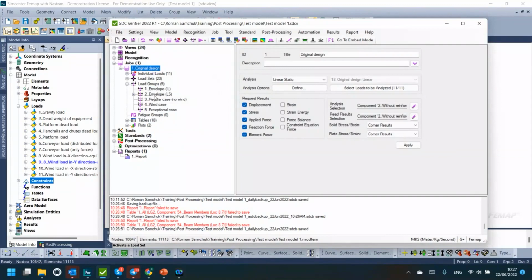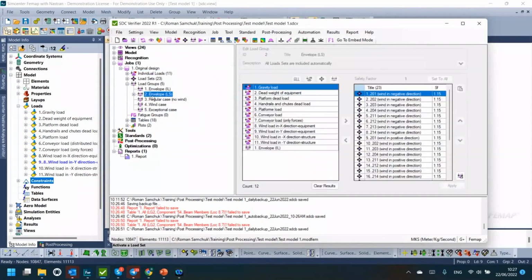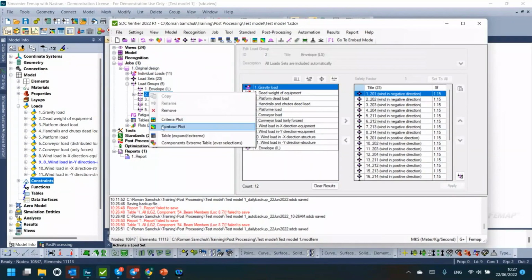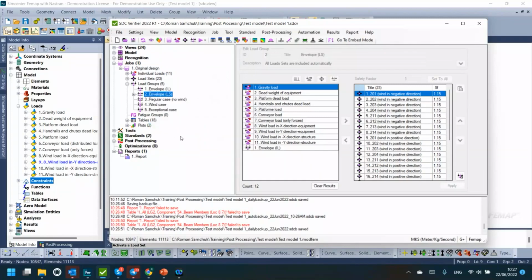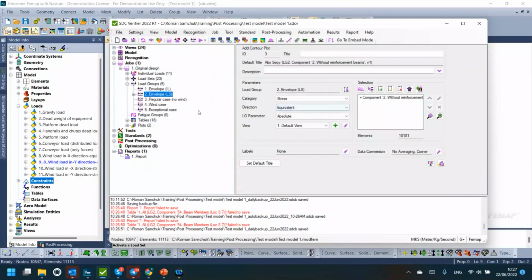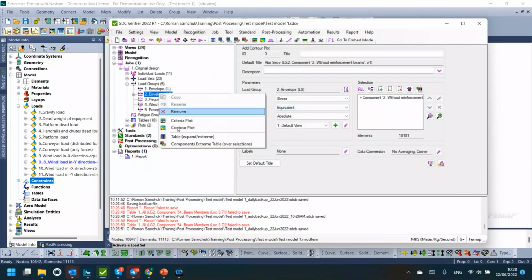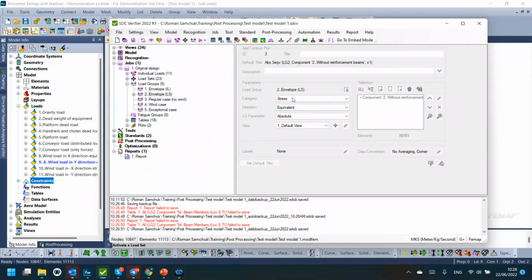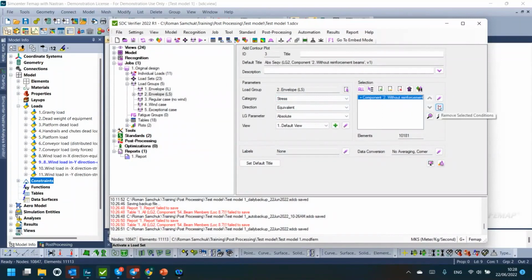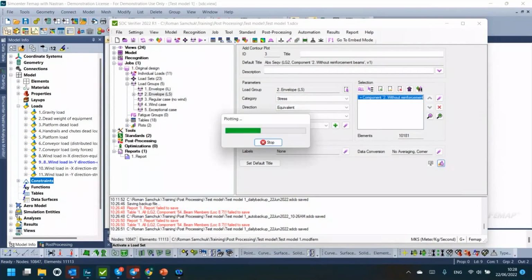So what I'm going to do now, I'm going to check, okay, what is the stress level based on the envelope of load of these load situations. So basically, maximum stress level over all load combinations. I'm going to make a simple plot. I make a right click, I go to contour plot, and then I select stress. Okay, I'm going to preview this plot.